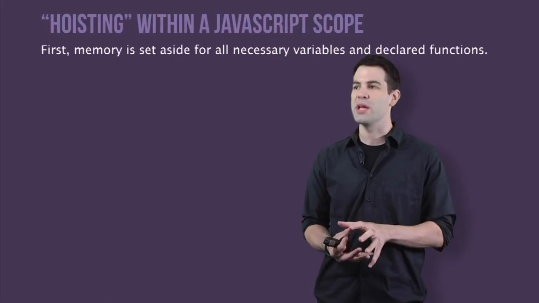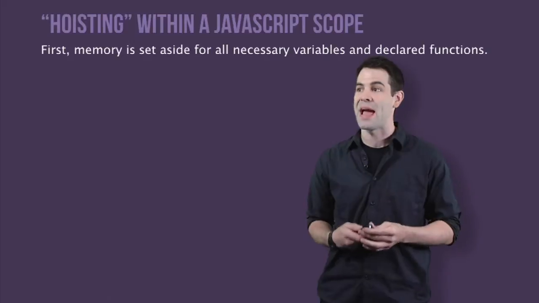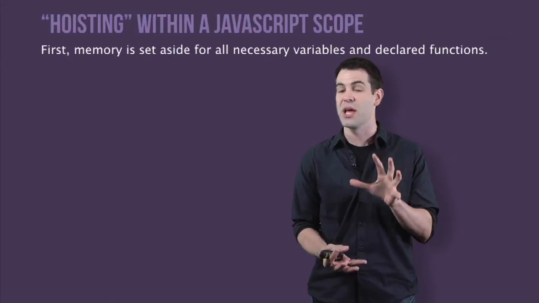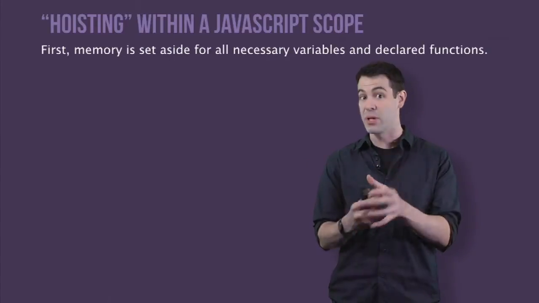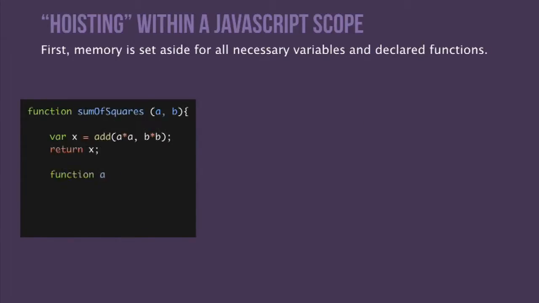So think about when we initially open a scope in JavaScript. The first thing that's going to happen inside that scope is that memory is going to be set aside for all of the necessary variables and the declared functions that the compiler sees within the scope you have built. So let's take as an example this sum of squares function that you can see we've built here. Inside it, you see the variable x being declared and then assigned a value that comes back from an add function. And then that variable is returned. Towards the end of the scope, you can see the add function being declared just as a regular declared function.